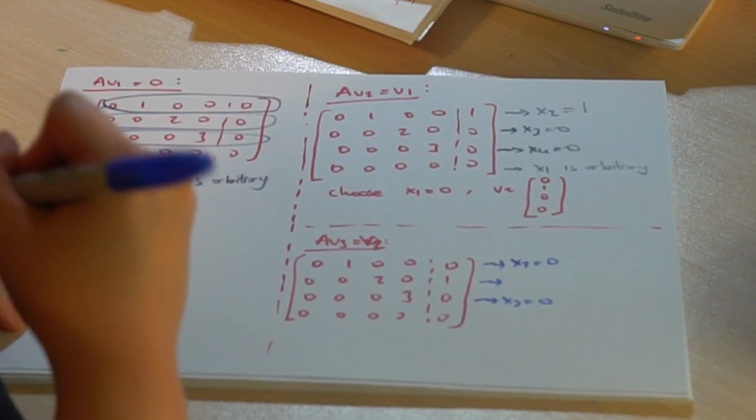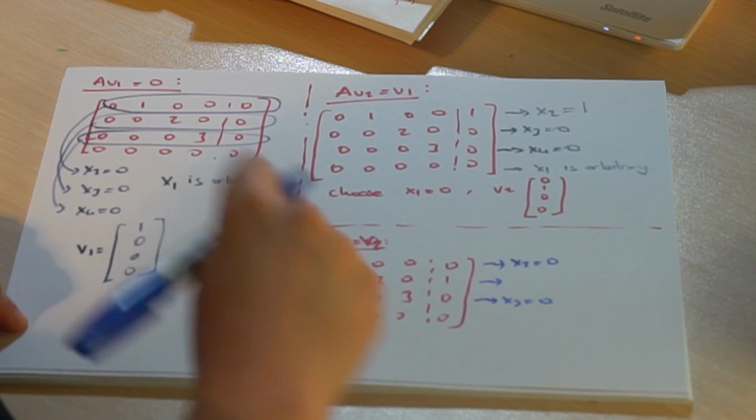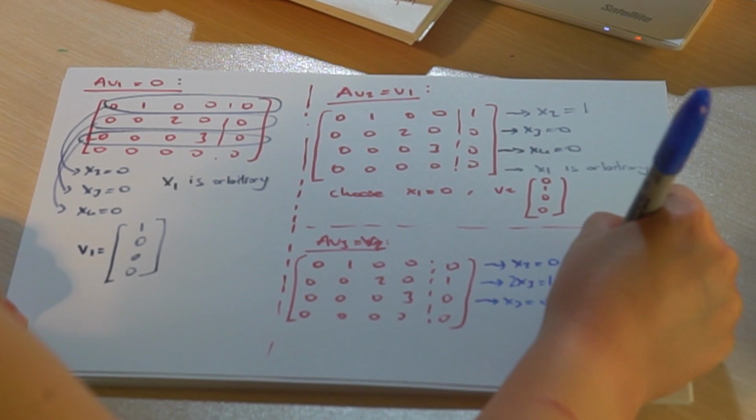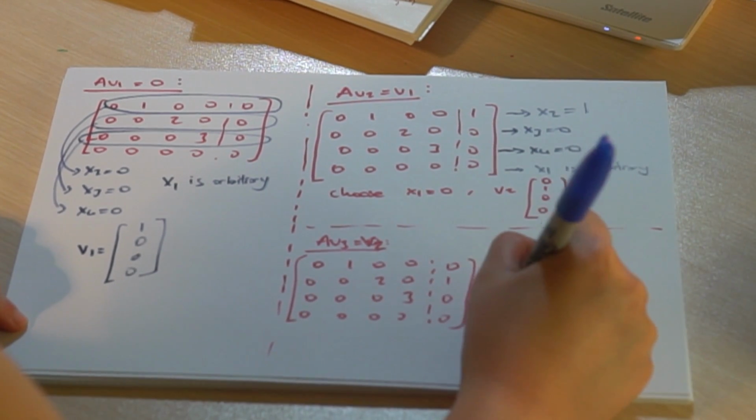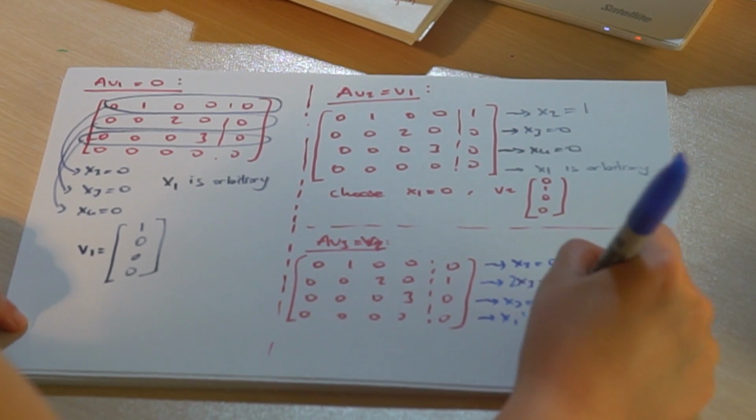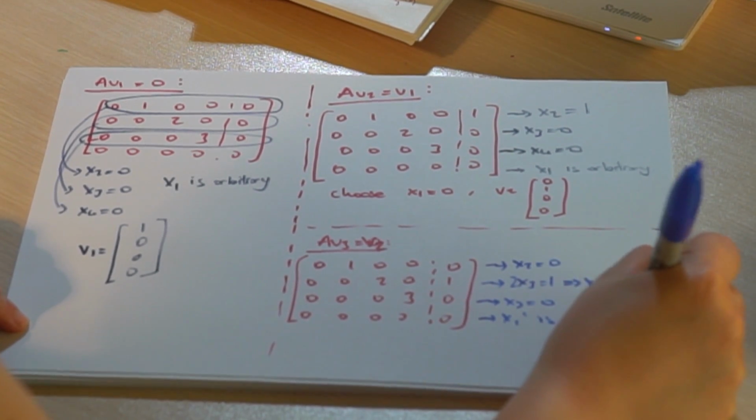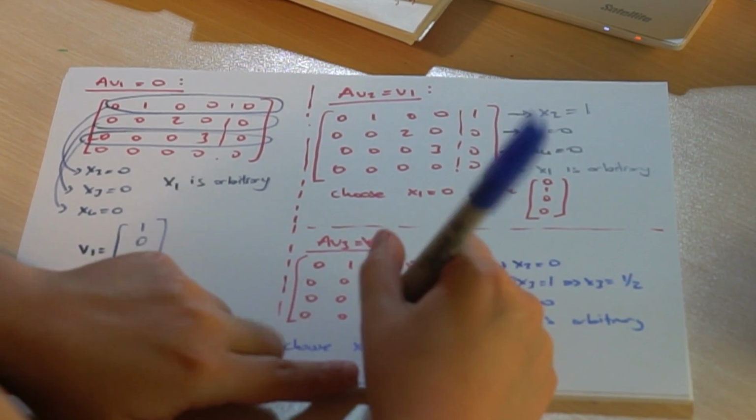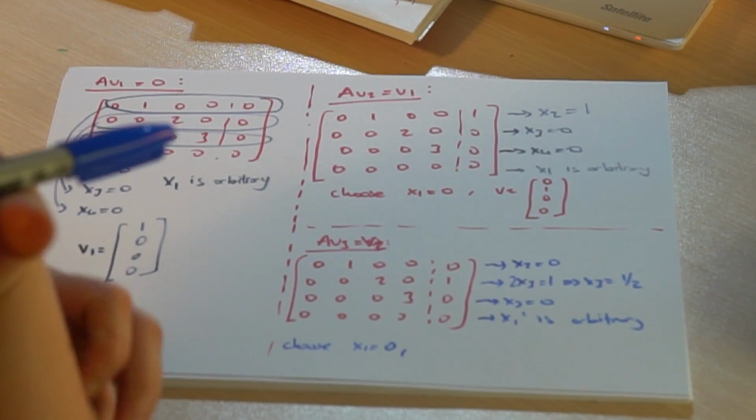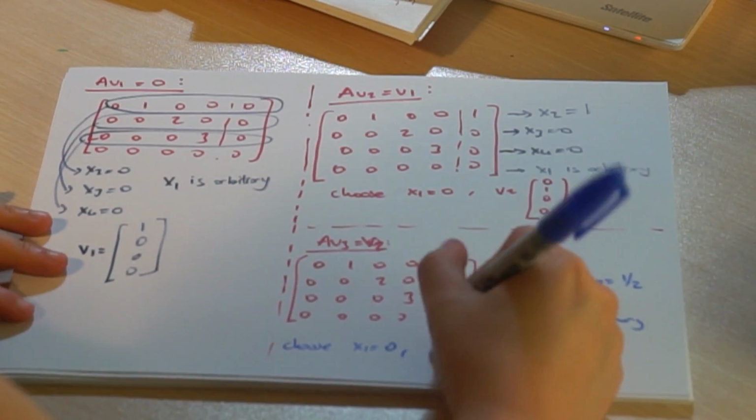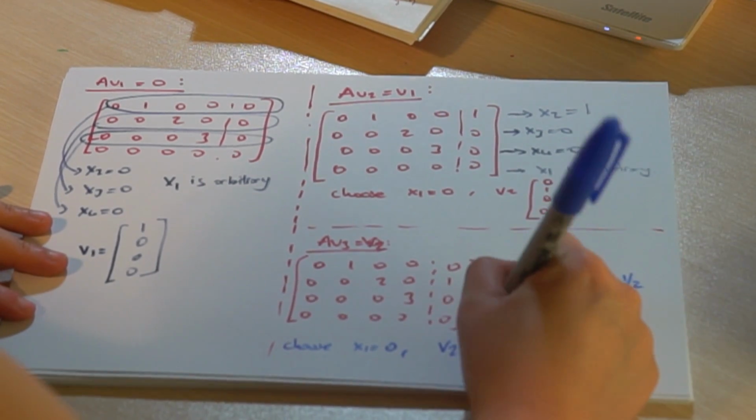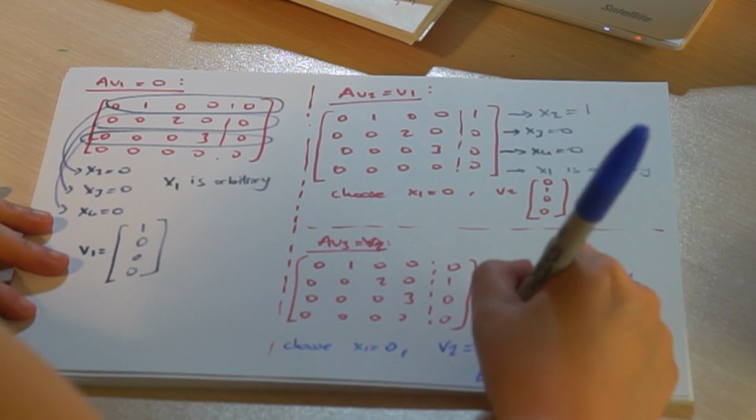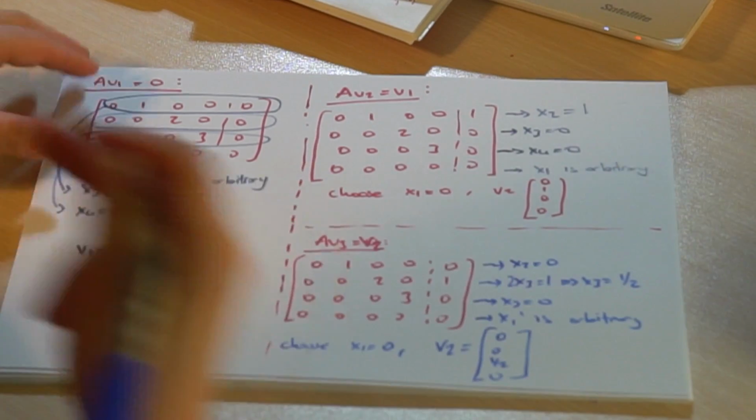And from here we can see that x3 is equal to 1, so x3 is equal to 1 over 2. Again, x1 is arbitrary. Choose again x1 is equal to 0. I'm choosing x1 is equal to 0 for simplicity. You can choose other values again. So v2 will be equal to 0, 0, 1 over 2, 0.